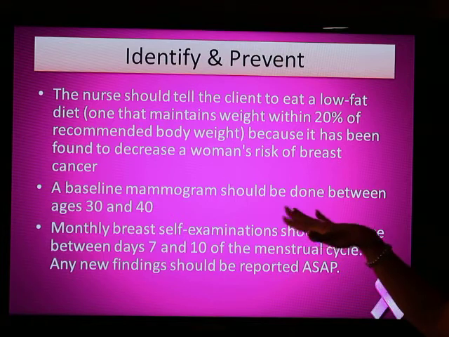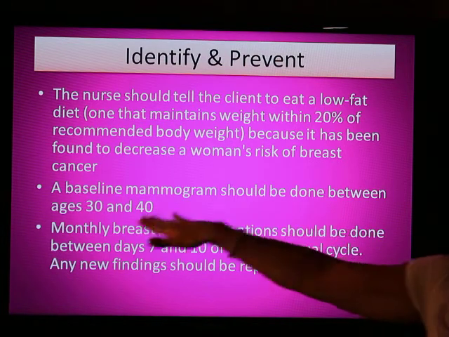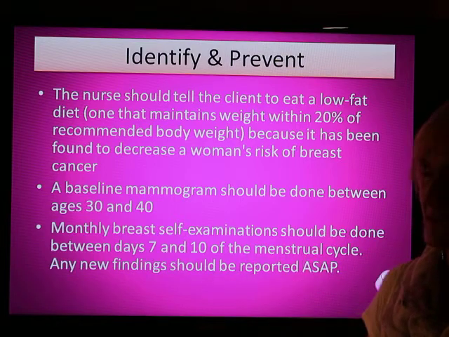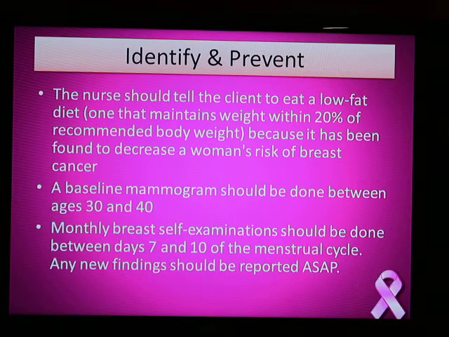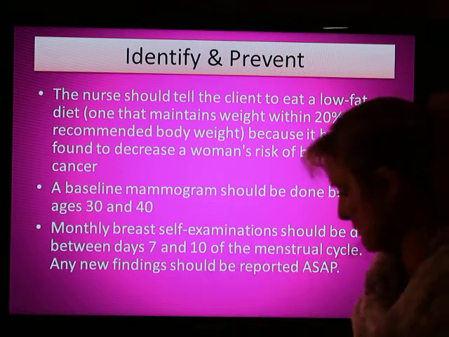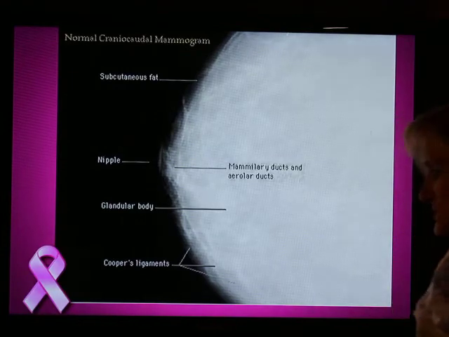And again, get a baseline mammogram done between the ages of 30 and 40. Again, it might have to be earlier if there's a family history, but typically between 30 and 40. And then, like I already said, 7 to 10 days after the menstrual cycle. And new findings, new anomalies need to be reported immediately so that we can begin treatment.